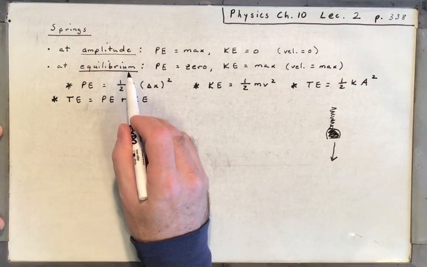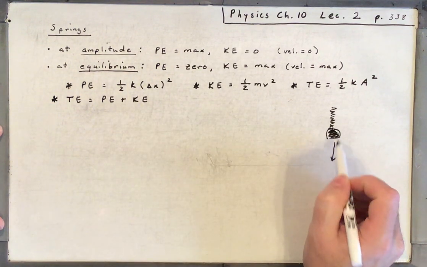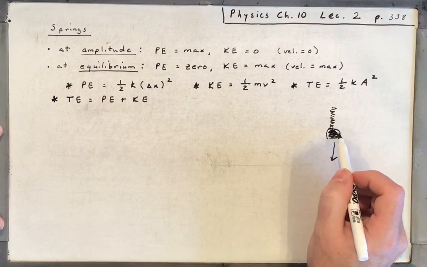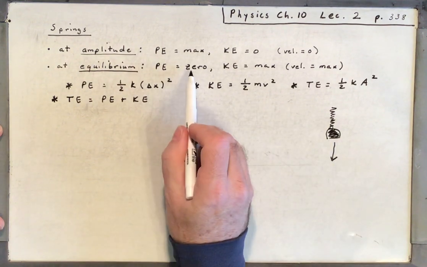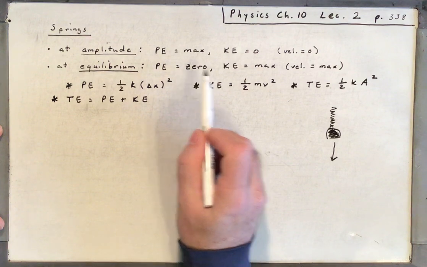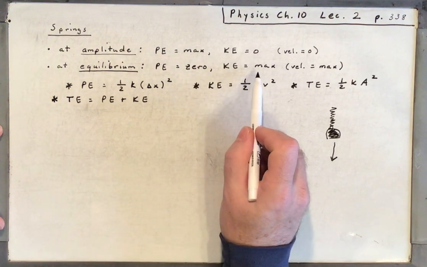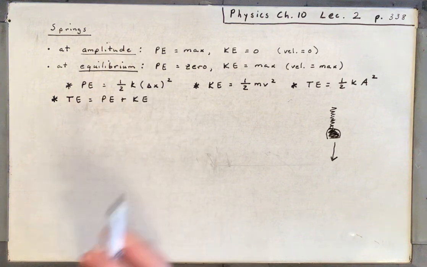Now at equilibrium, that middle point as it goes up and down, potential energy is 0 there. Kinetic energy is at its maximum because your velocity is at its maximum at that point.